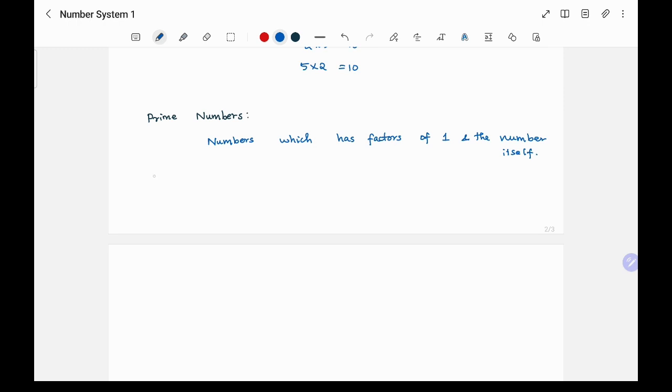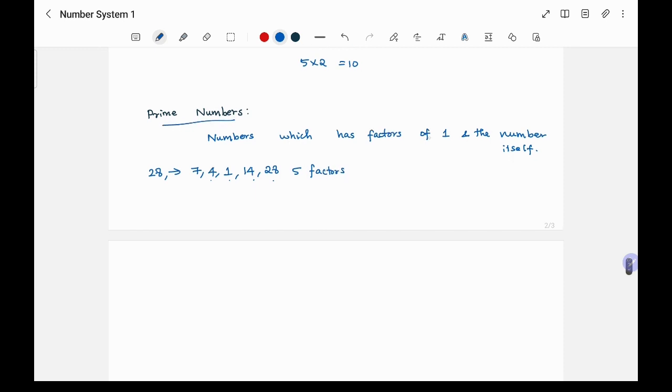So as we saw in the example, 28 has factors 7, 4, and even 1 is a factor, and then we have 14 and 28. So it has 1, 2, 3, 4, 5, 6 factors. But what is a prime number? A prime number has only 2 factors, which are 1 and the number itself. Let's say the number is n, then it should be 1 and n itself.